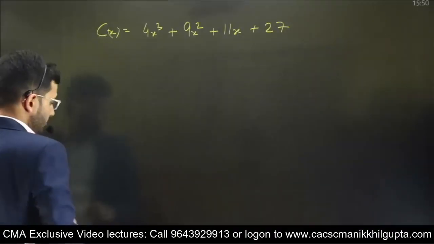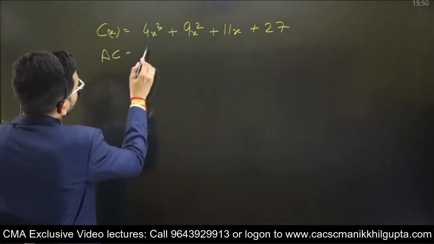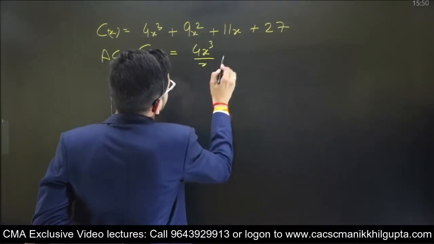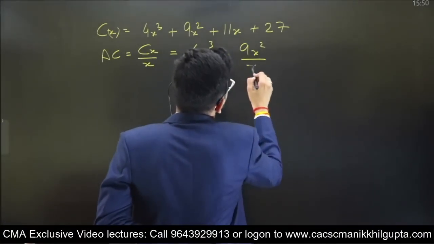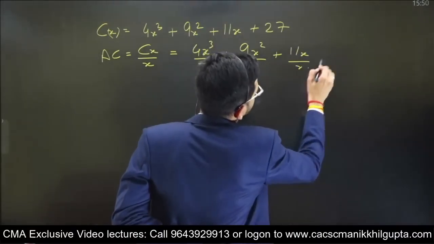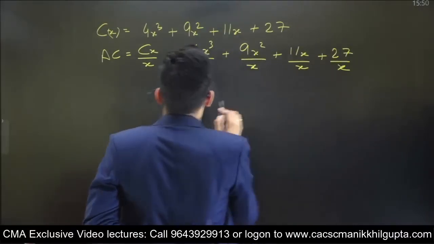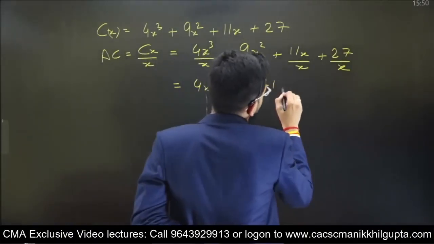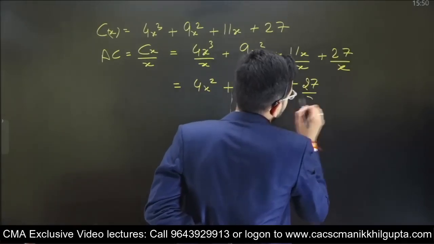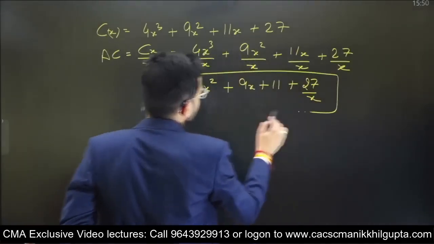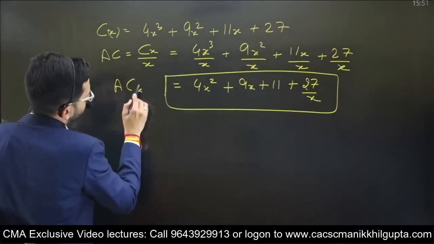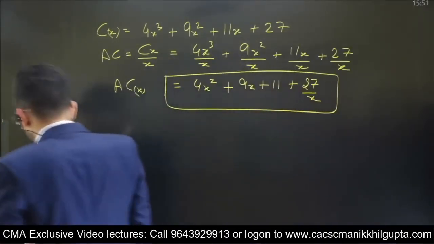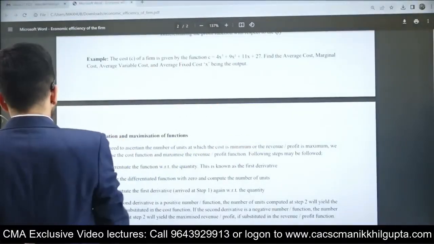First of all, we need to compute the average cost. Average cost is equal to cost divided by x. So we'll divide every part by x. This will result in 4x square plus 9x plus 11 plus 27 by x. So this is the average cost function. We'll divide the total cost by the number of units, which is x. Very simple.